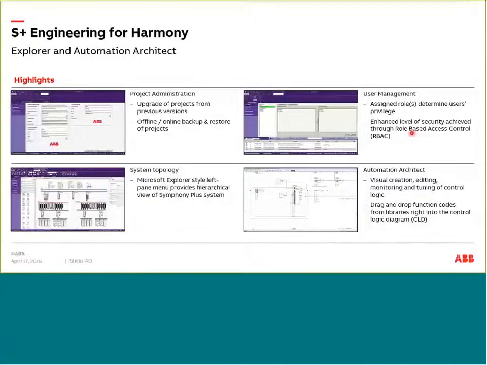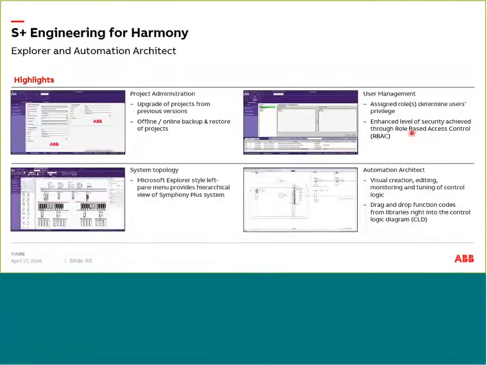Now you have engineer two logging in, and he or she can only see the balance of plant and cannot see the powerhouse project. So again, it's role-based access control. Who gets to see what is decided by the users when we design the system.